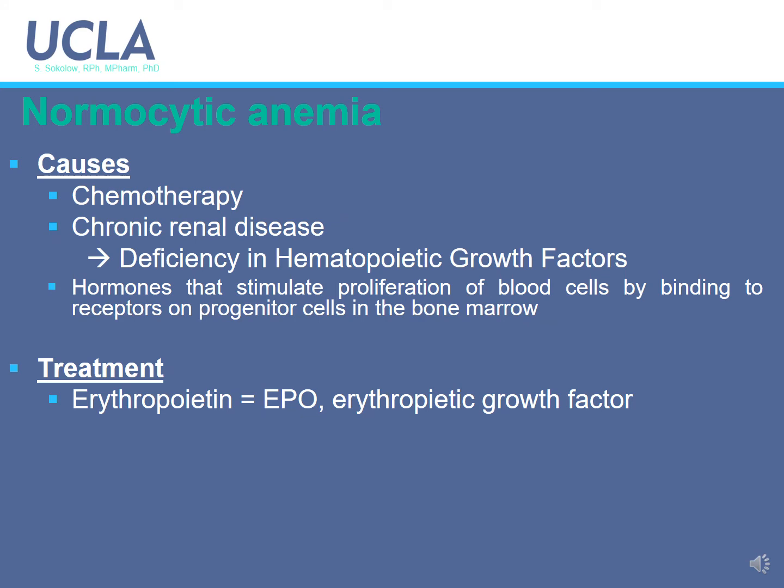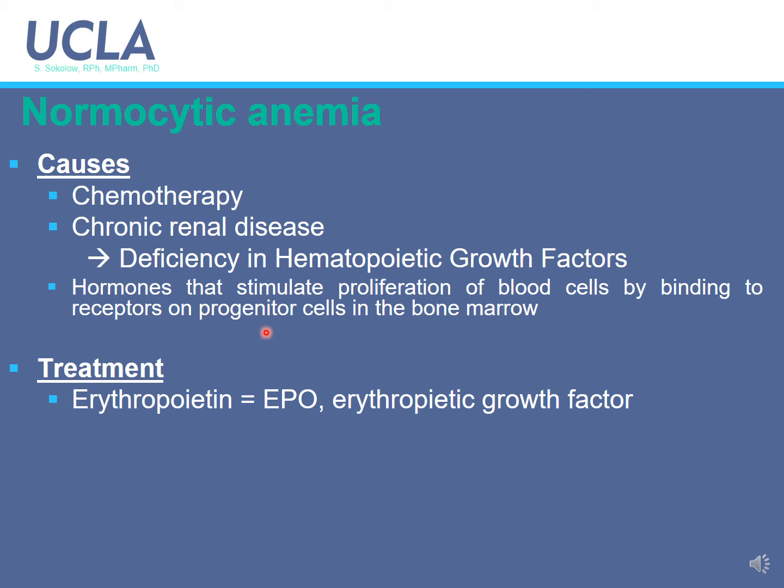Now, normocytic anemia. So the cause of normocytic anemia is chemotherapy or chronic renal disease, because the hematopoietic growth factors are produced by the kidney. And so a patient who has a chronic renal disease will have deficiency in those hematopoietic growth factors. So these growth factors are the hormones that stimulate the proliferation of blood cells by binding to the receptor on the progenitor cell in the bone marrow.